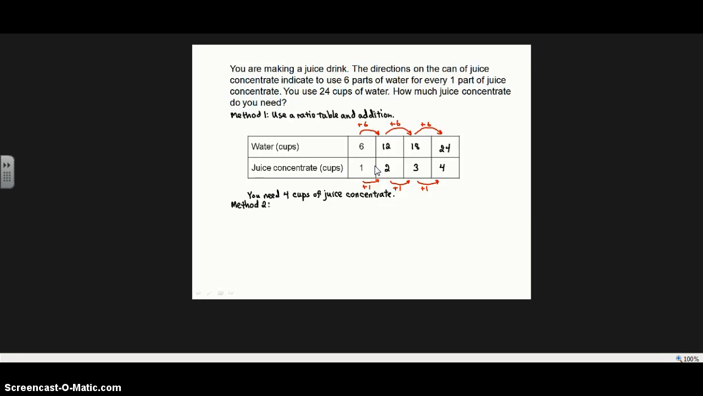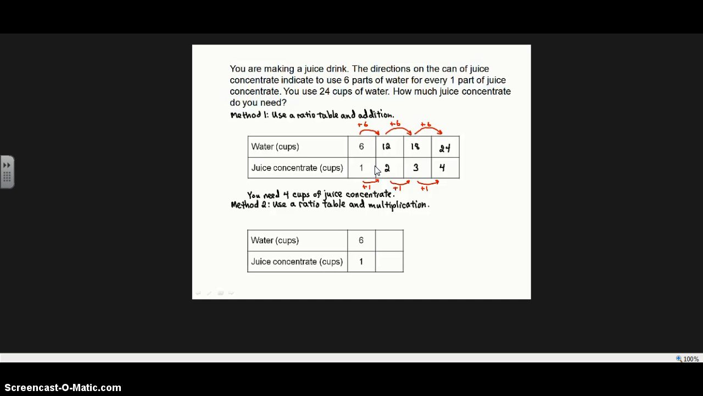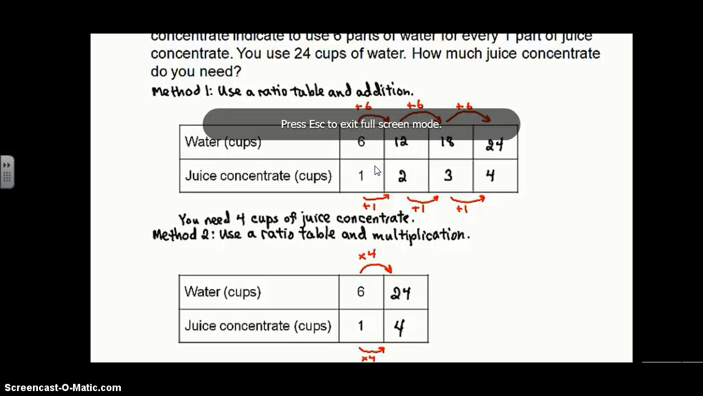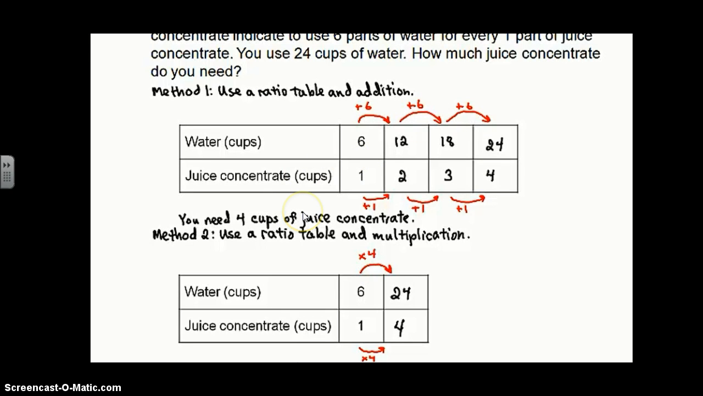Another method you can use is to use a ratio table in multiplication. You multiply the water in the recipe by 4, because 24 divided by 6 is equal to 4. So, you need to multiply the amount of juice concentrate by 4. Multiply each part of the ratio in the original recipe by 4. 6 times 4 is equal to 24. 1 times 4 is equal to 4. Again, the ratio 24 to 4 is equivalent to 6 to 1. And you arrive at the same conclusion that you need 4 cups of juice concentrate.